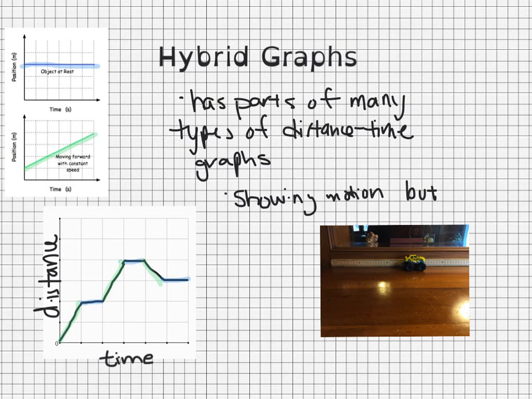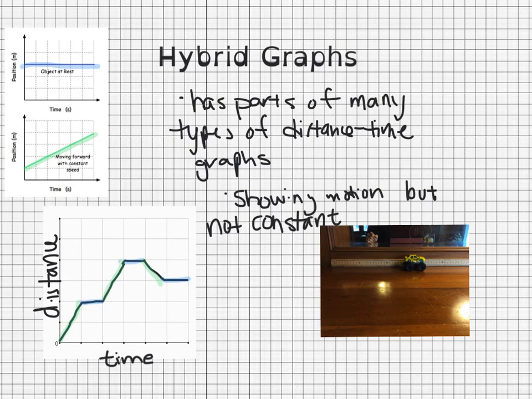The constant speed graphs, obviously, constant's in the name. That means it's consistently and only going one way. But these graphs show motion, but it's not constant motion. It's going to be different at different spots. So let's go ahead and see what this graph looks like before we write our example.